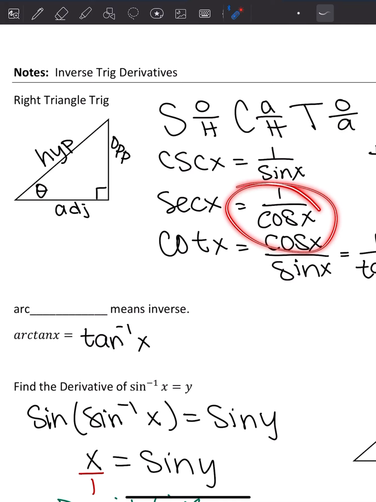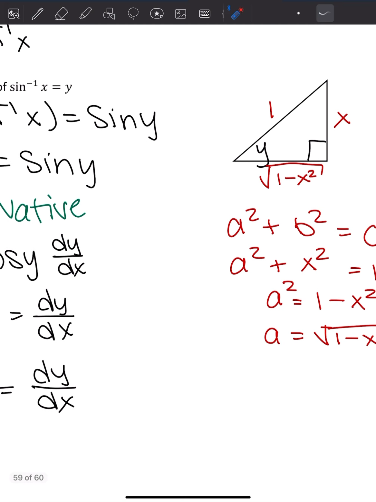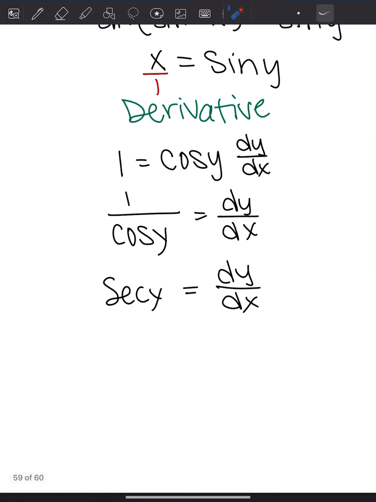Secant, because it's the reciprocal, we are just going to take adjacent over hypotenuse and flip it. So we're going to look at the hypotenuse divided by the adjacent. Our hypotenuse is 1, and our adjacent is the square root of 1 minus x squared. So our final answer for this problem would be 1 divided by the square root of 1 minus x squared.